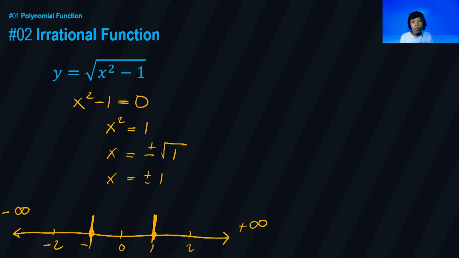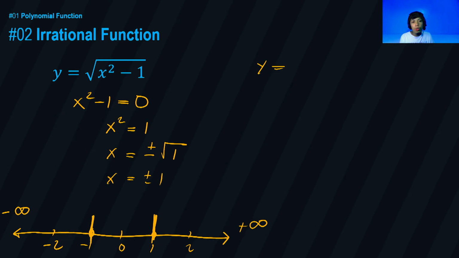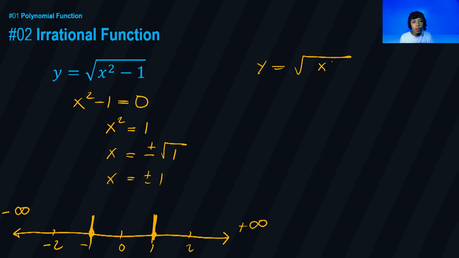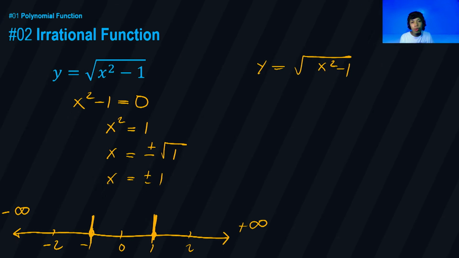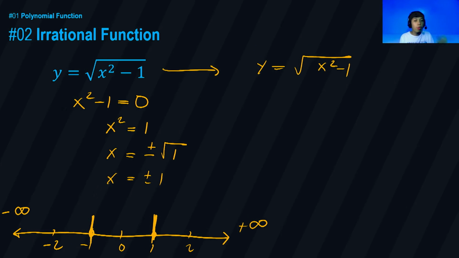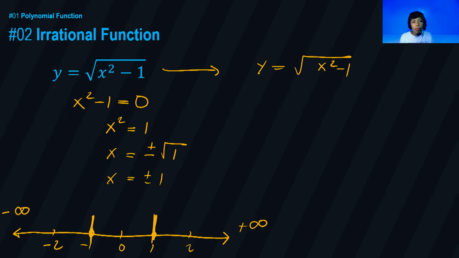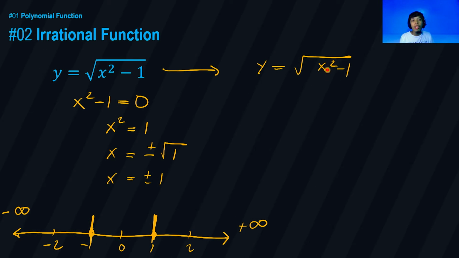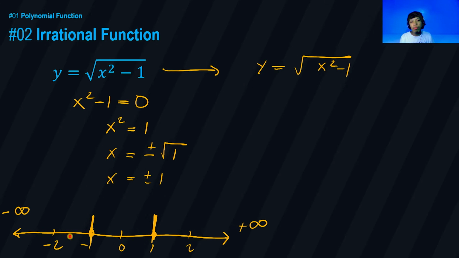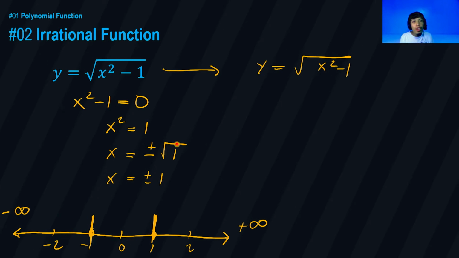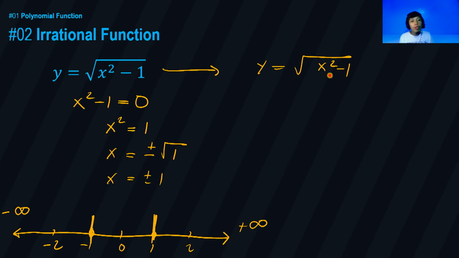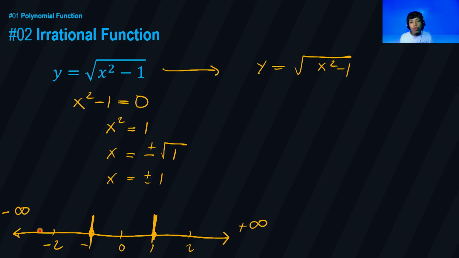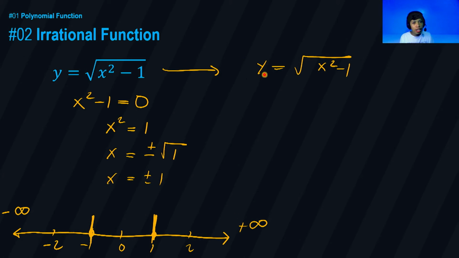Okay, so we have here y equal to the square root of x squared minus 1. This is our equation. I just copied it here. Now if your value of x is somewhere in this region, what is the value of y? Take note, if your value of x is somewhere on this region, what is the value of y?